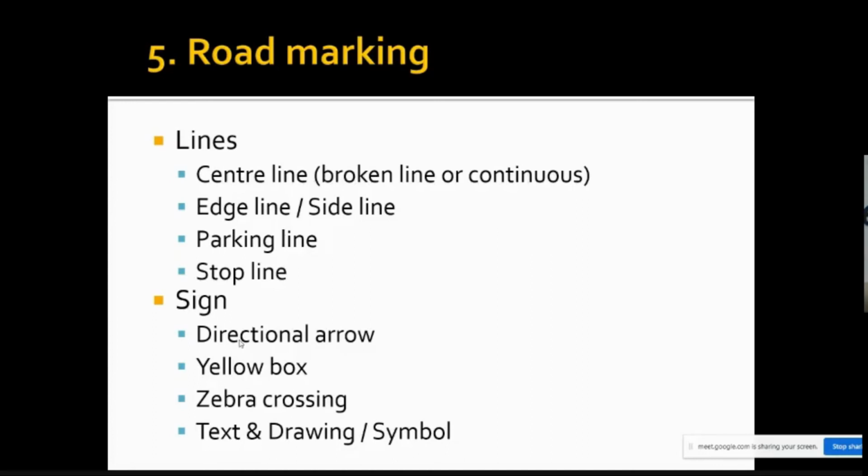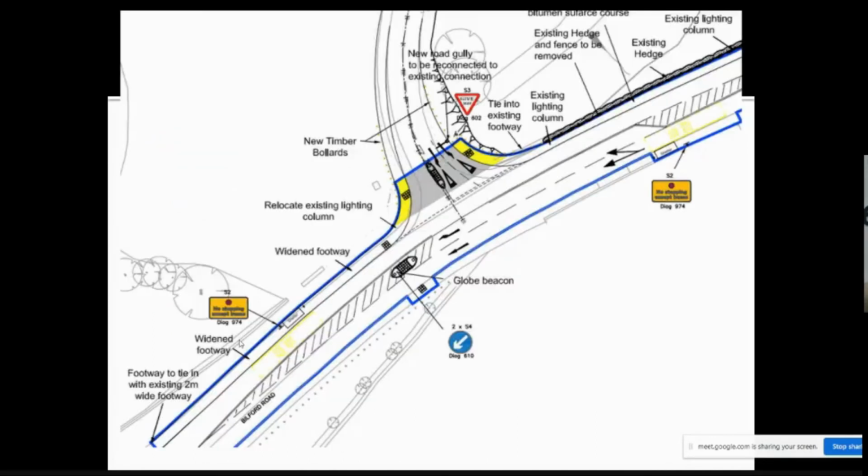Edge line, side line, parking line, stop line dekat sini. Kita ada zebra line, tapi orang Malaysia kadang-kadang tak reti nak stop dekat zebra crossing. Dia tetap dekat zebra crossing, kita tetap kena pakai traffic light juga sometimes. Kalau you tengok dekat IKEA depan tu, kena pakai traffic light. Sedangkan sepatutnya kena stop. Tapi orang Malaysia tak reti pakai zebra line. Directional arrow, yellow box, zebra crossing, text and drawings, symbol. So ini semua dekat atas jalan raya lah, sign.